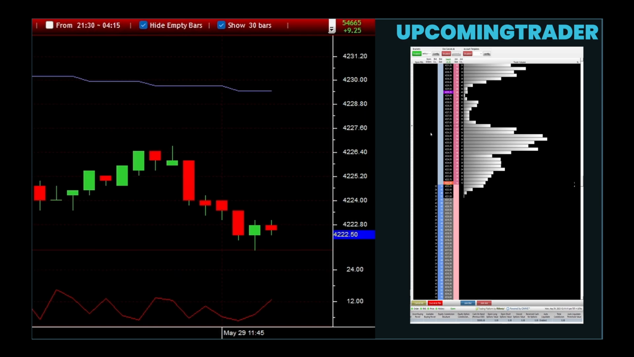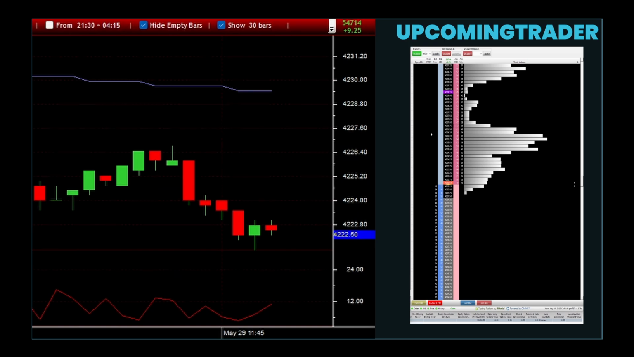Another useful approach is to observe the time and sales data, also known as the tape, which shows actual completed trades. This can help you confirm whether large orders in the order book are being executed or if they are merely there to deceive. Another tip is to use the order book with other tools to get a full picture. For instance, if you see a lot of buying interest in the order book and the volume is also increasing, that is a strong signal the price might rise.